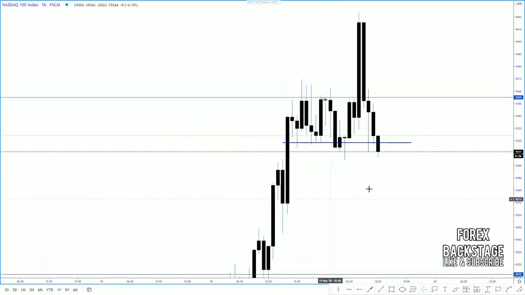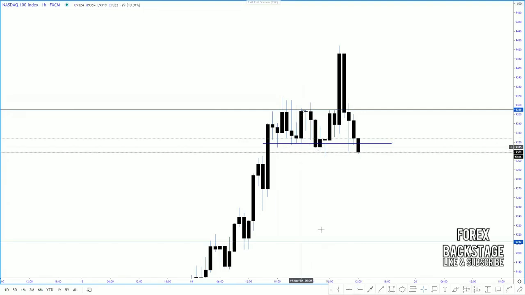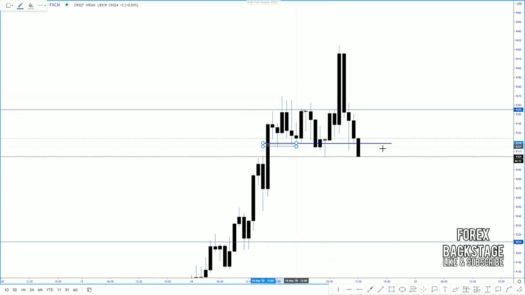So on the hourly, if you look at this, right? This is the H4 time frame level. So we drew this on the H4. We want to understand what is happening. But now on the hourly, we can see that we sort of have a region over there. This whole area is an area of interest.